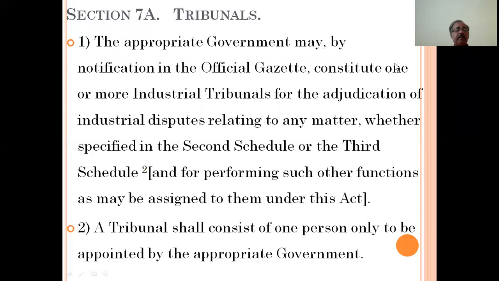So as per section 7A, the appropriate government may, by notification of the official gazette, constitute one or more industrial tribunals for the adjudication of industrial disputes related to any matter specified in the second or third schedule, or for any other purpose or any other functions as may be assigned to them under this act. The tribunal consists of one person only, to be appointed by the appropriate government.